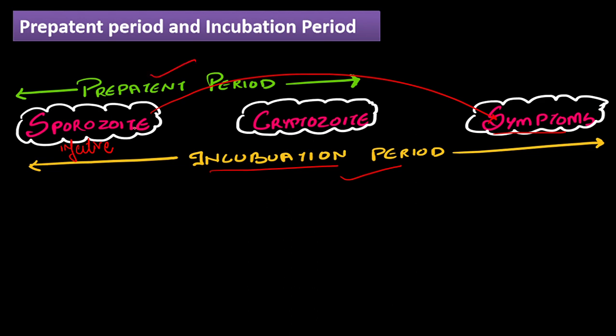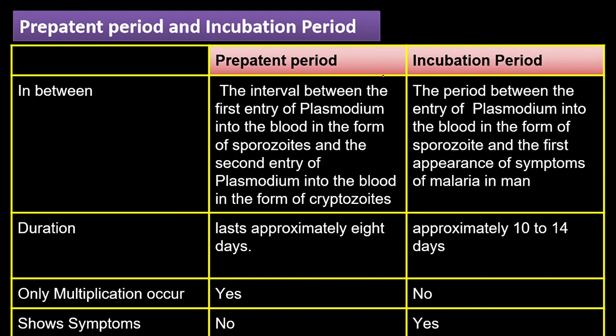So वो period of time जब तक वो symptoms दिखाता है, तब तक को हम क्या बोलते हैं? Incubation period. What is pre-patent period? It is nothing but sporozoite to cryptozoite. We call it as pre-patent period. Now everything I have written in table. Pre-patent is nothing but sporozoite to किधर गया? Cryptozoite. We call it as pre-patent period. Incubation is nothing but sporozoite to symptoms. We call it as incubation period. Duration, it is for 8 days and this one is for 10 to 14 days.